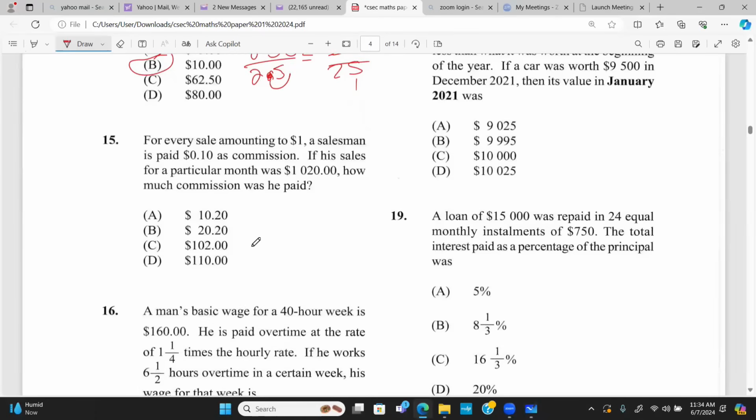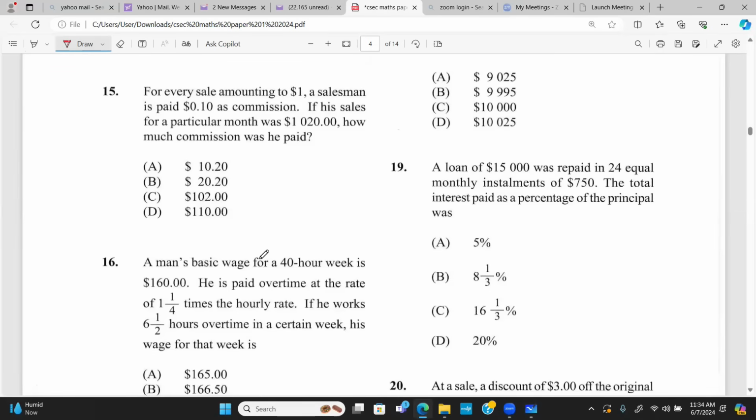All right, let's move on to 15. For every sale amount of $1, a salesman gets 10 cents as a commission. For every single $1, 10 cents. Now, if his sales for the month were 1,020, how much commission would he be paid? So let us think about it quickly. The question says for every sale of $1, a salesman is paid 10 cents. So if the sales for the month was this, how much commission?